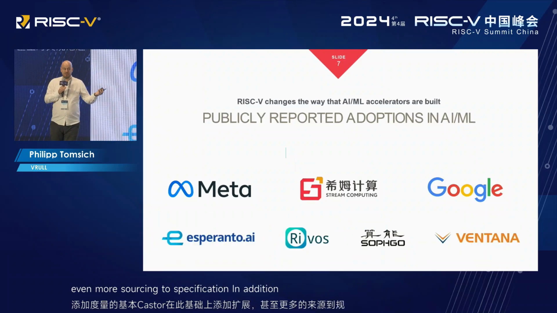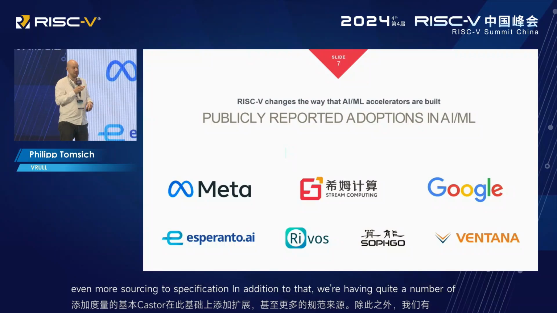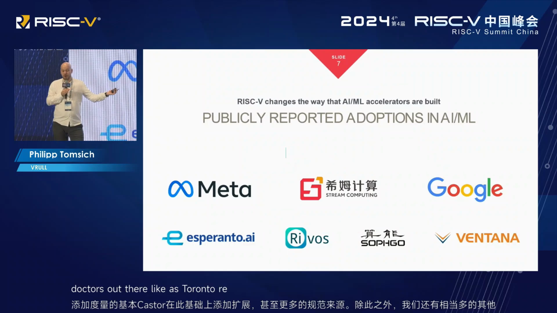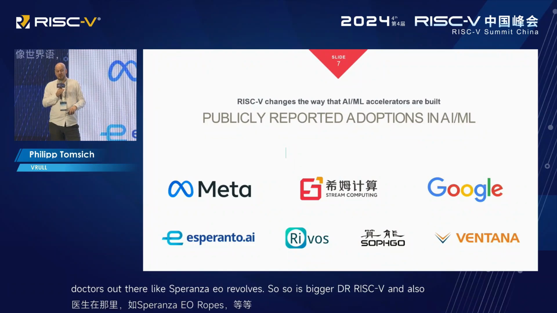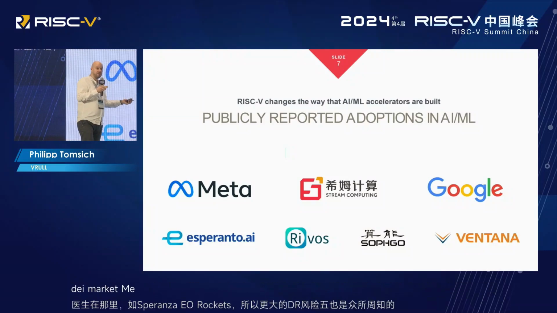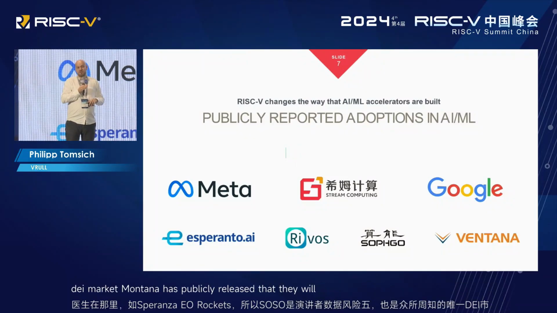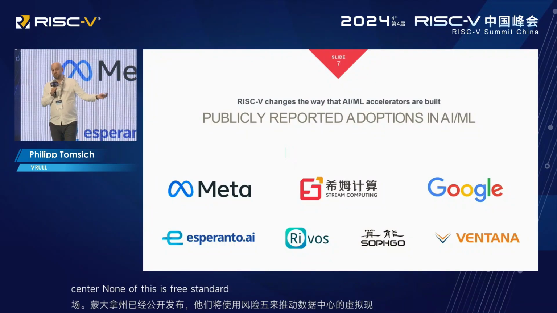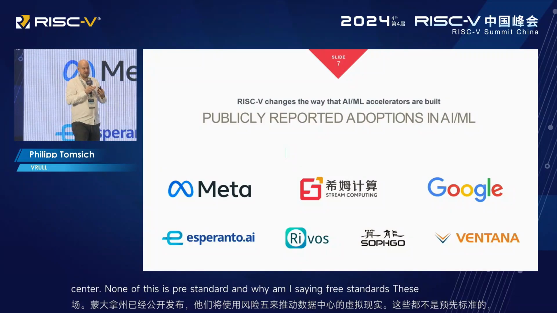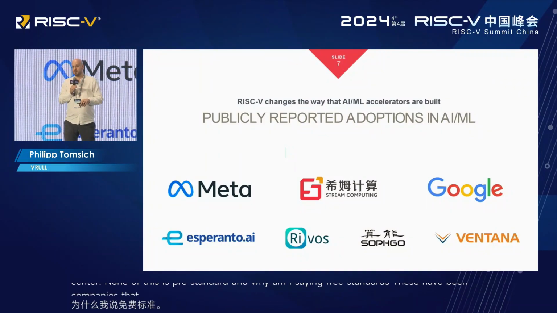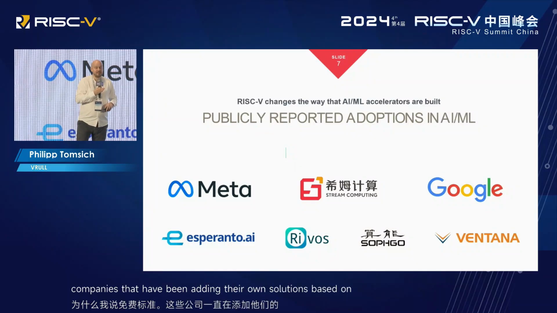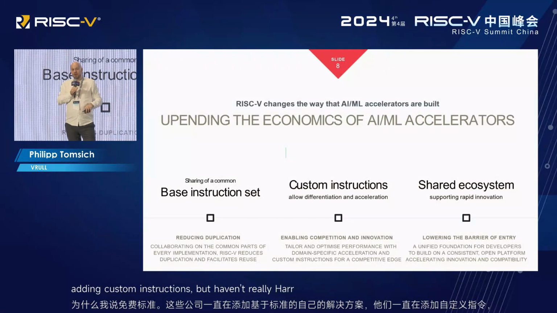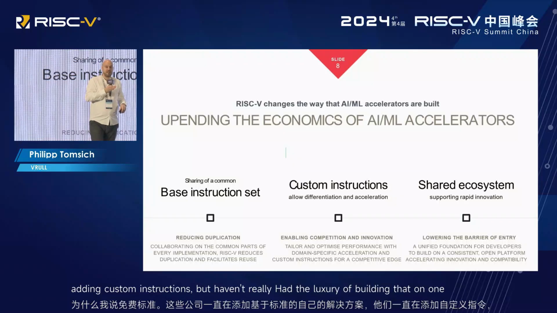In addition to that, we're having quite a number of other adopters out there, like Esperanto, Rivos, SoftGo is a big adopter of RISC-V and also well known in the AI market. Ventana has publicly released that they will be using RISC-V to drive AI in the data center. And all of this is pre-standards. And why am I saying pre-standards? These have been companies that have been adding their own solutions based on the standard, that have been adding custom instructions, but haven't really had the luxury of building that on one uniform standard.